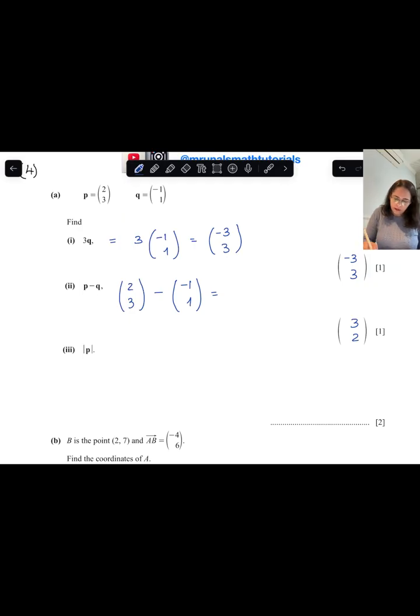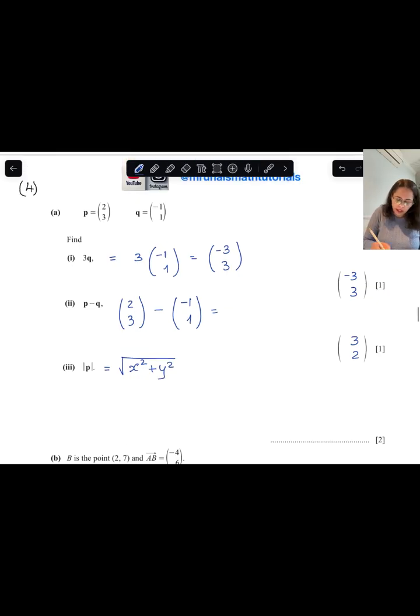Part 3, this is magnitude. What is the formula for magnitude? The magnitude is given as the square root of x square plus y square. What is x and y? The top in the vector is x and this is y. So a vector is basically telling you the movement from one point to another. So how many units you move along x and how many units you move along y. So this is going to be 2 square plus 3 square. That is then 4 plus 9, square root 13.